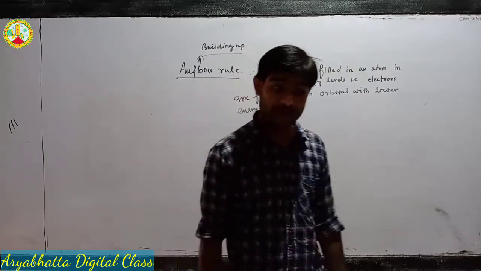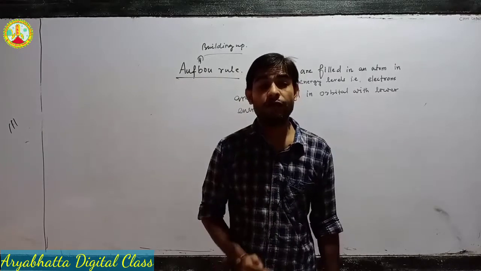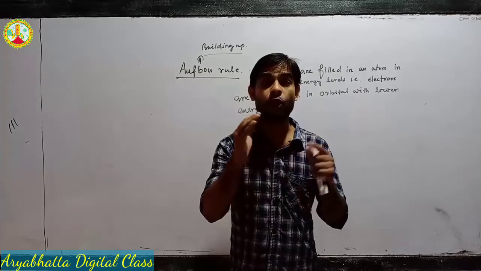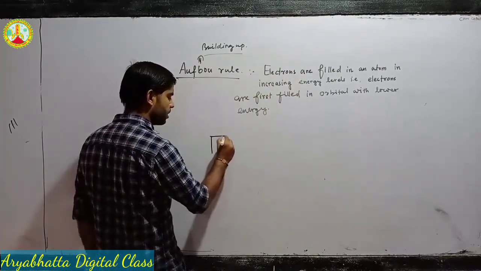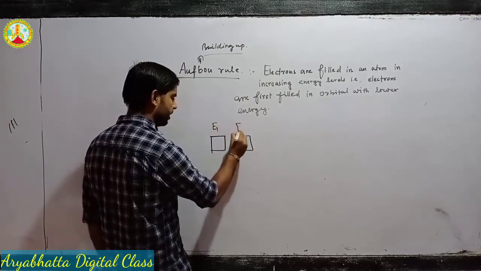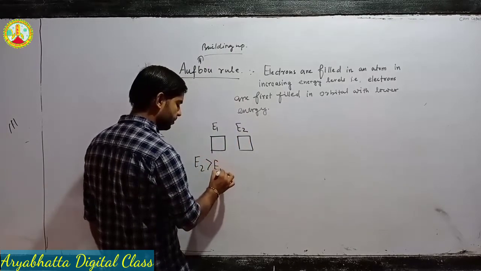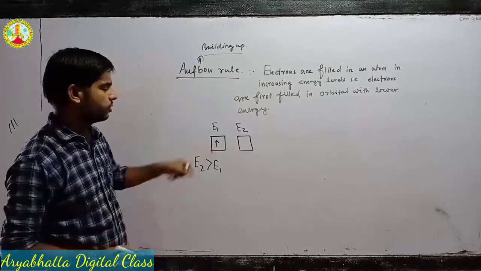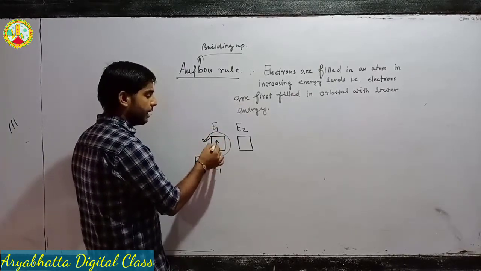And what it tells us is that an electron will be filled firstly in an orbital which has lower energy. Suppose I have two boxes, two orbitals, and suppose this energy is E1 and this energy is E2. If E2 is greater than E1, that means this energy is higher, then the first electron will come here. First of all I will put the electron here, in the lower energy state.